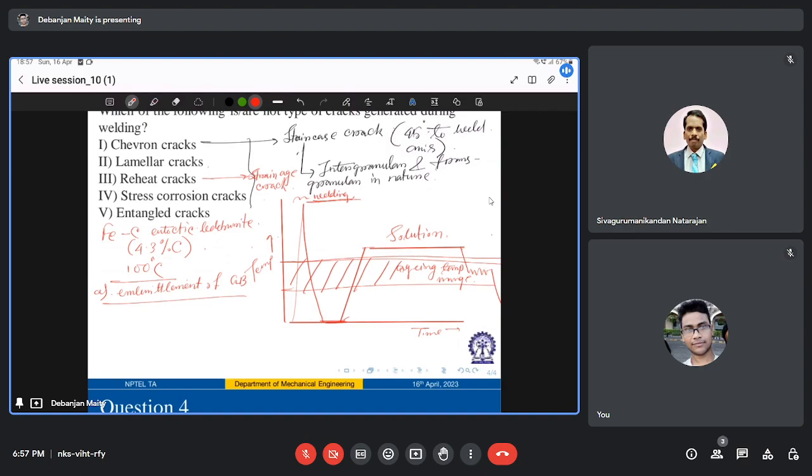So those inclusions are basically acting as a decohesion site, right? And the problem is particularly severe just outside the fusion or partially melted zone. And there are ways, of course, to avoid this lamellar tearing.